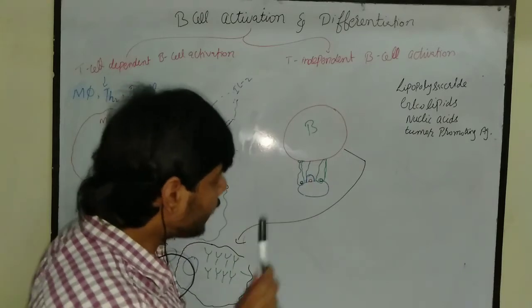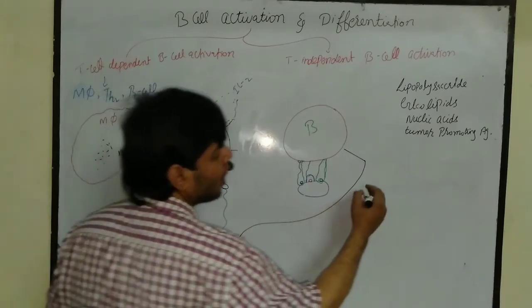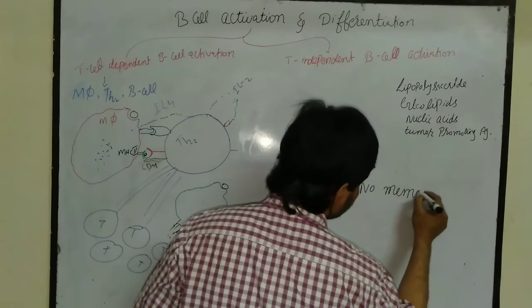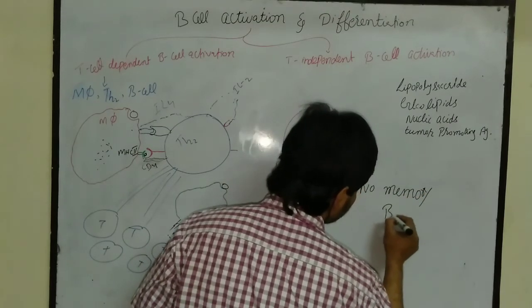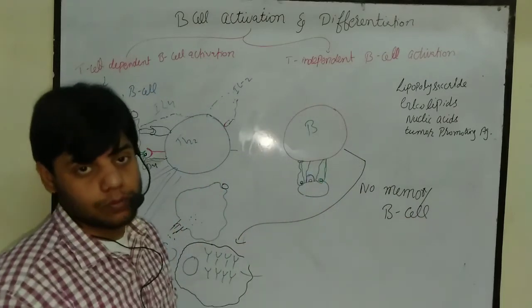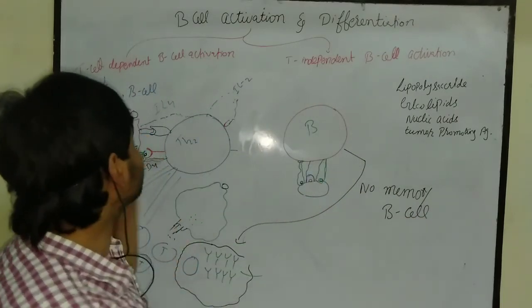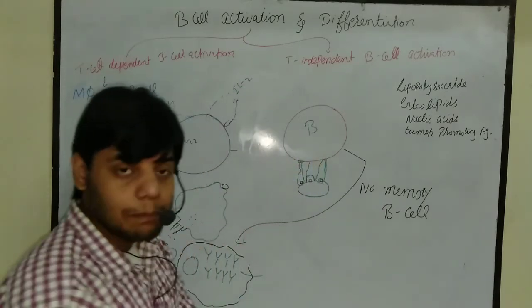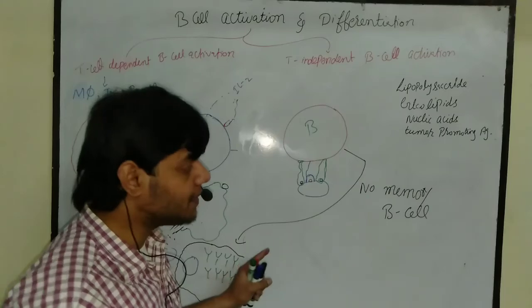But remember guys, in this case no memory B cell is formed. In the T cell dependent B cell activation, memory cells are formed. But in this case, memory cells are not formed. Memory B cells are not formed.